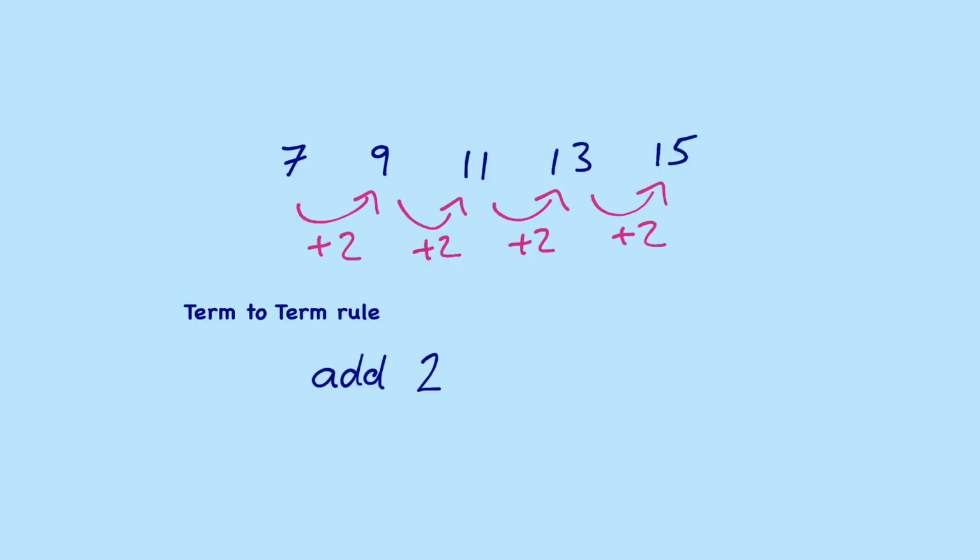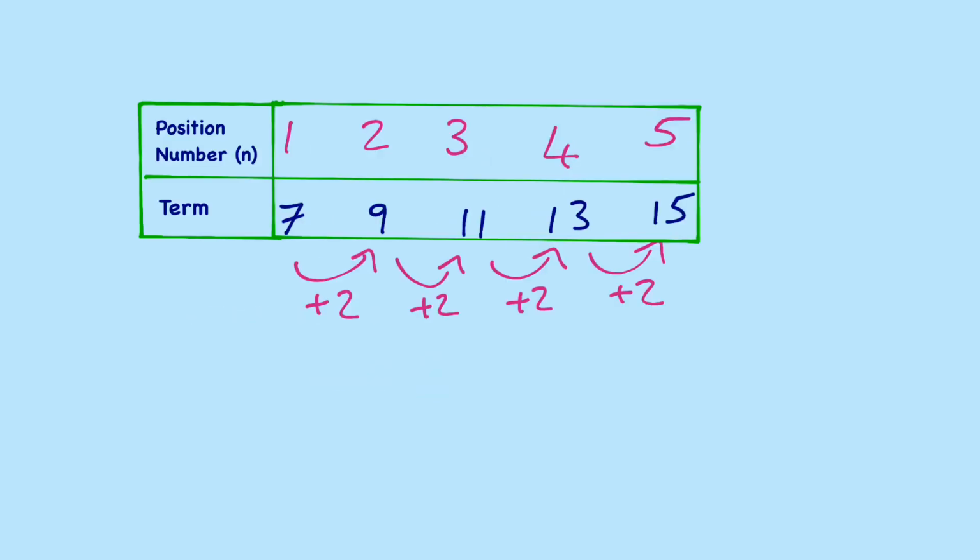However, it is very useful to find a rule in order to work out any term in the sequence, say the 50th term. Now you could keep adding 2, however there's a much quicker method and this is called the nth term formula. Now let's consider the sequence before and we're going to list each number with a position. So term 7 is position number 1, term 9 is position number 2 and so on.